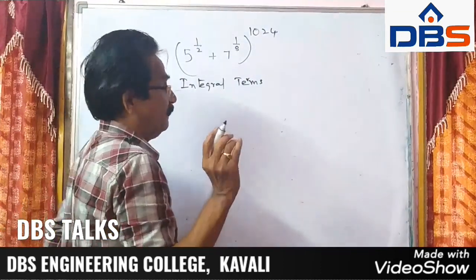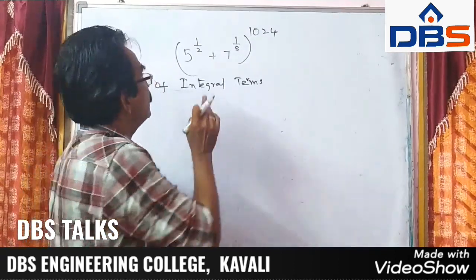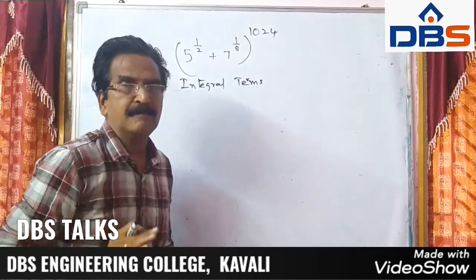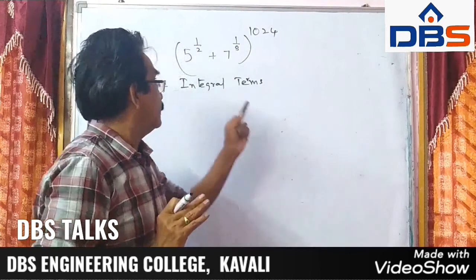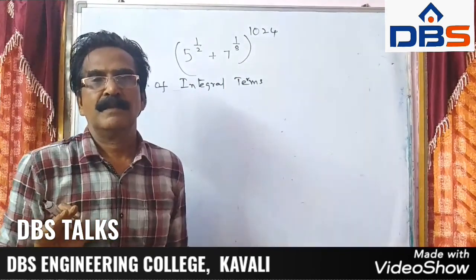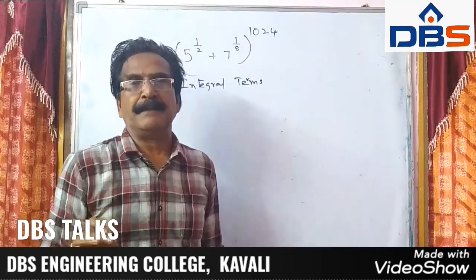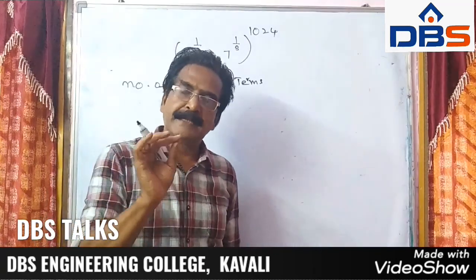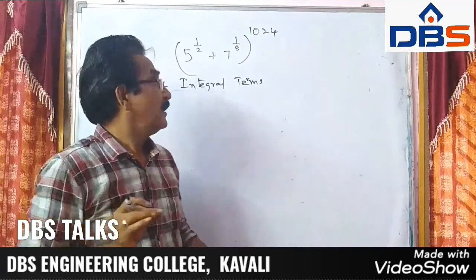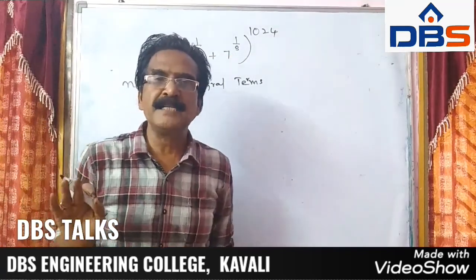See, the first thing you have to take care of is that the numbers given here must be prime numbers. If those are not prime numbers, we have to make them prime numbers, and only after that we have to follow this rule. Here 5 and 7 are prime numbers. Okay, that is settled.